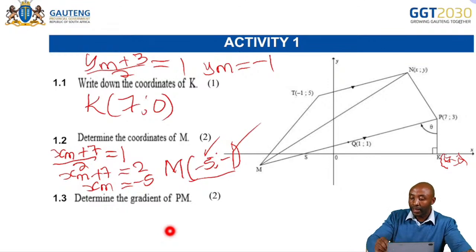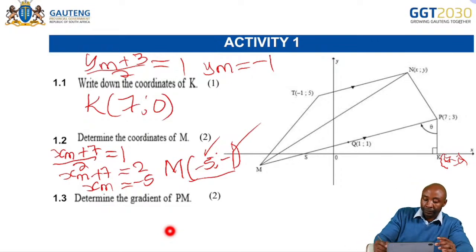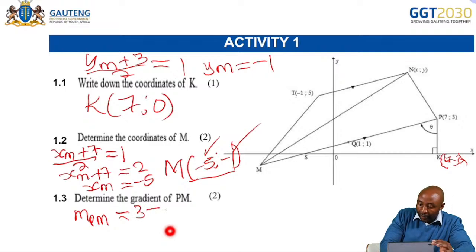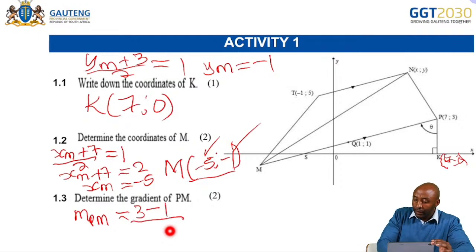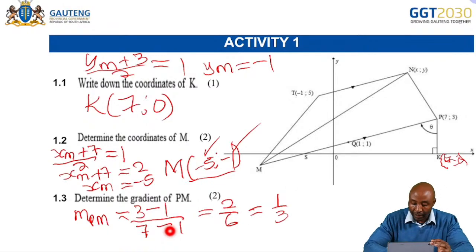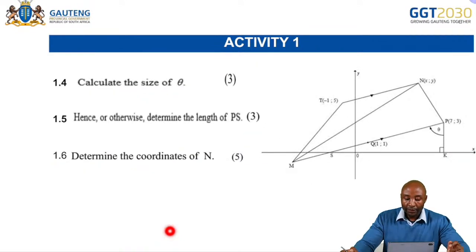The gradient of PM I indicated on this one. If you check, M, Q, and P are collinear points, and I'll encourage you, in case you made a mistake in finding the coordinates of M, you'd rather use the coordinates that are already given there. It's safer. So I'll use small letter m for gradient. PM is equal to, I'll use the y value at P, which is 3, minus the y value at Q, which is 1, over the x value at P, which is 7, minus the x value at Q, which is 1. And that will give us 2 over 6, which gives us 1 over 3 as our gradient. For this kind of a question, you get a mark for the method and a mark for the answer. We move on to, I'll give you 5 minutes to quickly answer 1.4, 1.5, and 1.6.